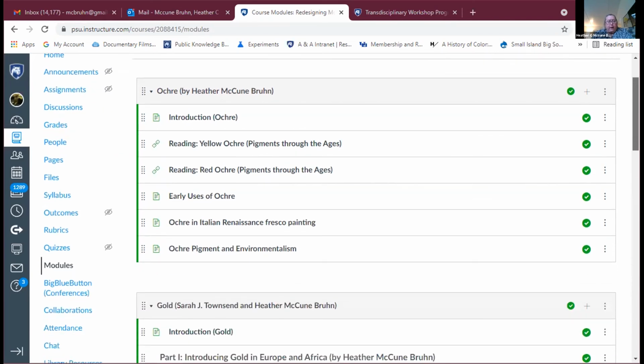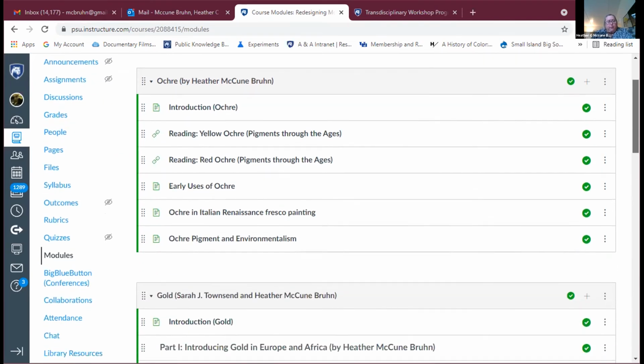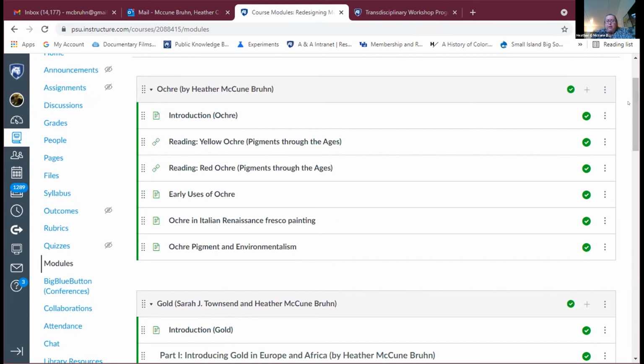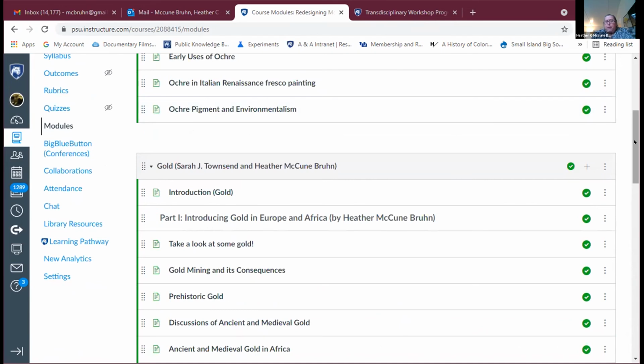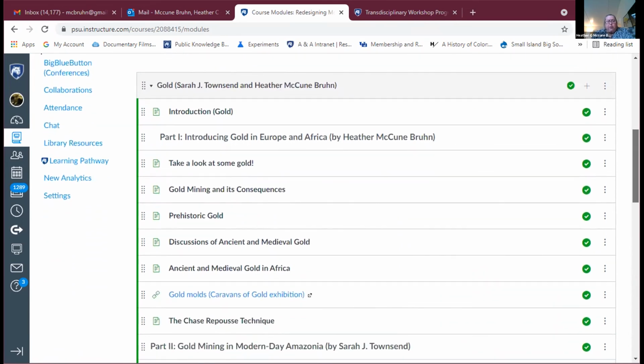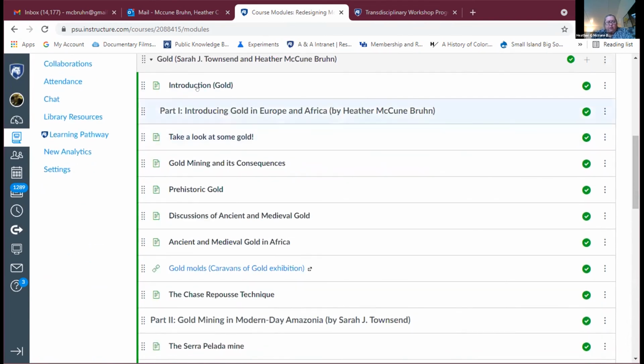So I have an ochre module. This is based on research I did when I was creating my Art History 107 Rocks, Minerals, and the History of Art course with my geosciences colleague, Maureen Feynman. And we have a section on ochre pigment and environmentalism. Here's the gold module with Sarah Jo. So I did the first part, kind of ancient through medieval. And here's the video with my mom demonstrating chase repoussé.